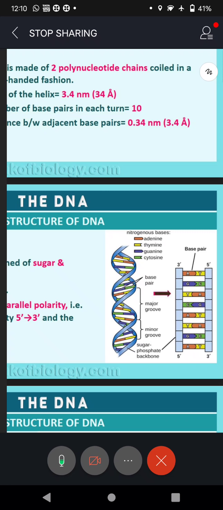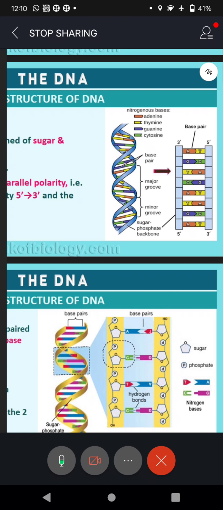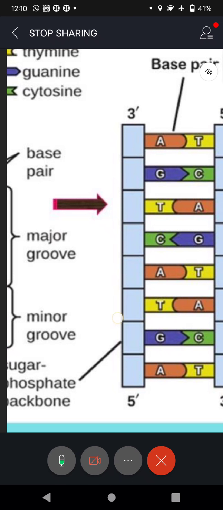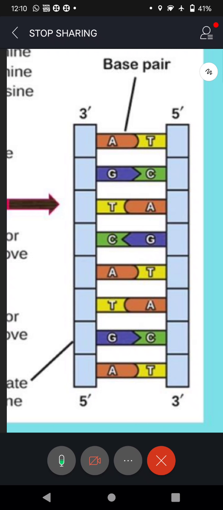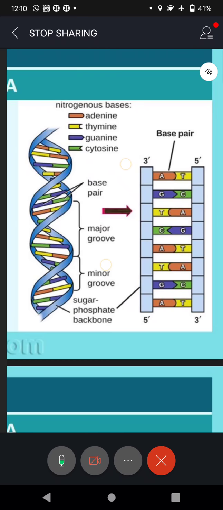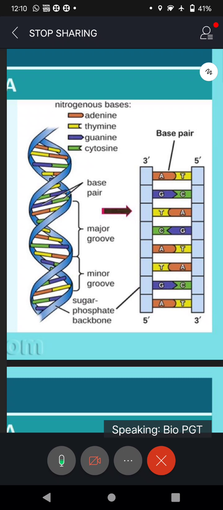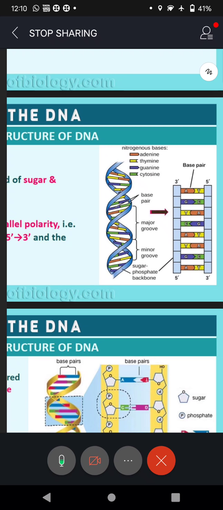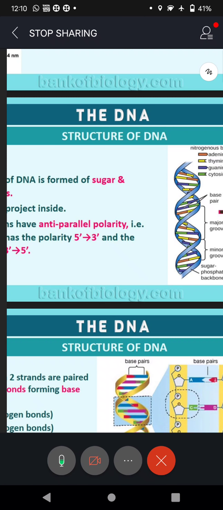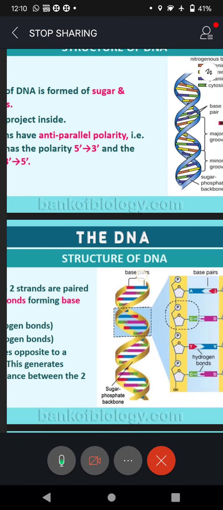Look at that. I hope all of you are able to see this. Left side top 3', down 5'. Here, right side, top 5', down 3'. This is what we call anti-parallel. They look like railway lines, you see. Railway track will be there, no? Like that. But property-wise, one is 3 prime to 5 prime, another one 5 prime to 3 prime. This you must remember. Anti-parallel. Though structurally they are parallel, polarity-wise they are anti-parallel. So that is the structure of DNA.